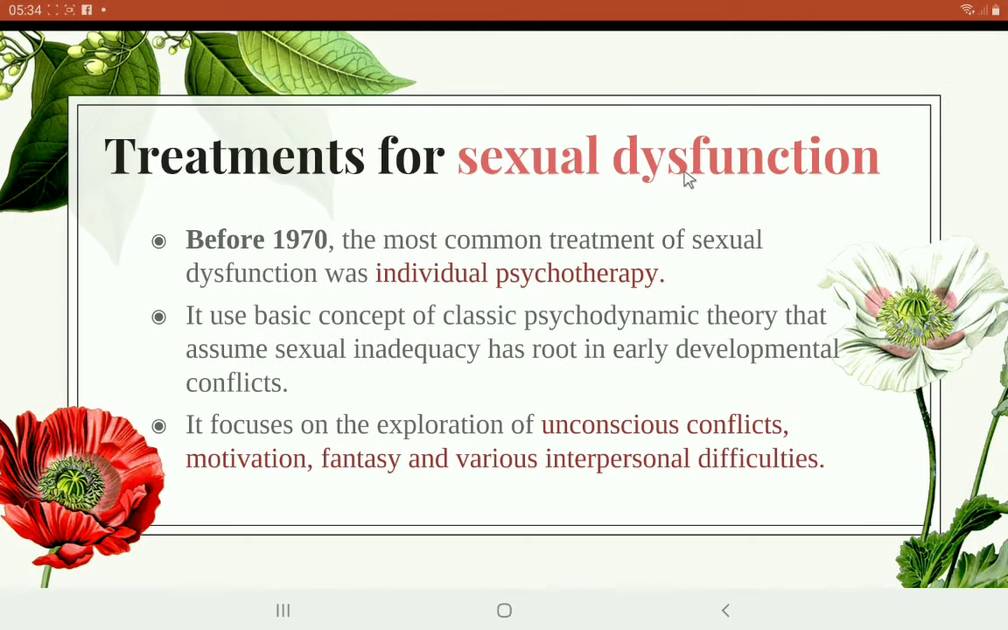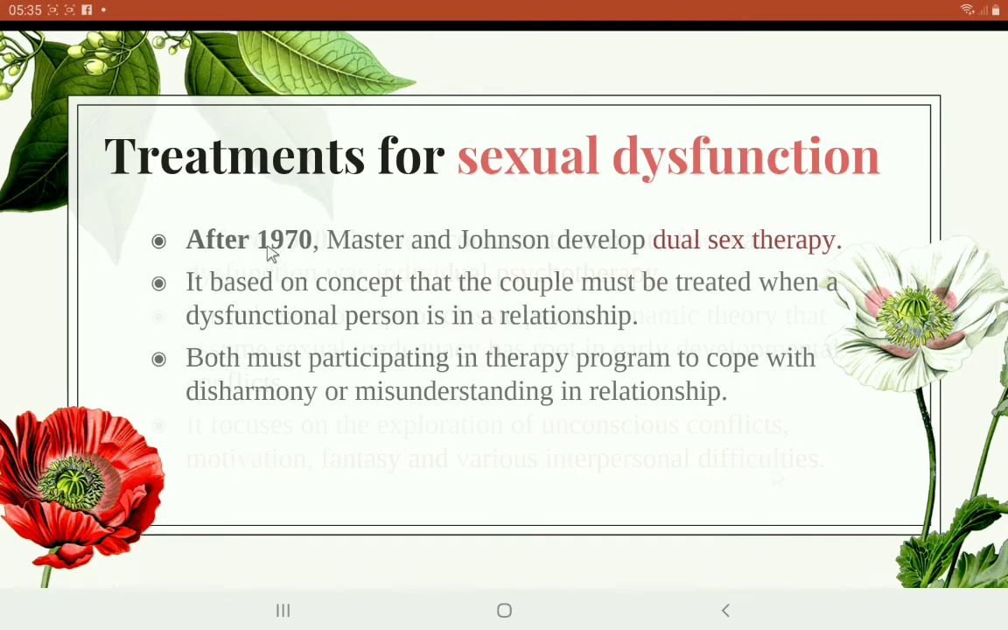Discuss treatment for sexual dysfunction. Before 1970, the most common treatment of sexual dysfunction was individual psychotherapy. It used the basic concept of classic psychodynamic theory that assumes sexual inadequacy has its root in early developmental conflicts, specifically in the psychosexual stage of Freud's development theory. It focuses on the exploration of unconscious conflict, motivation, fantasy, and various interpersonal difficulties.